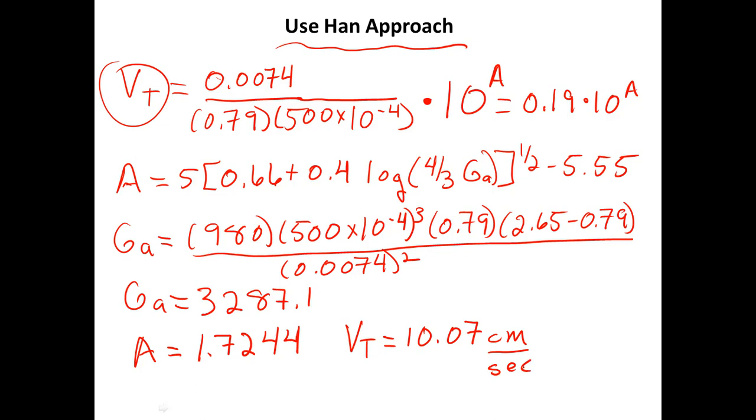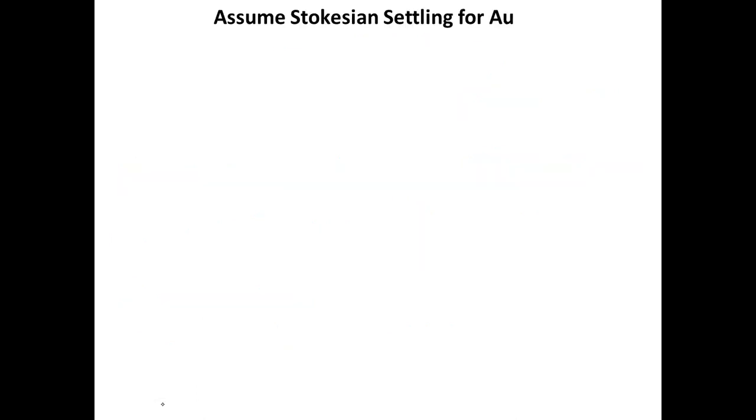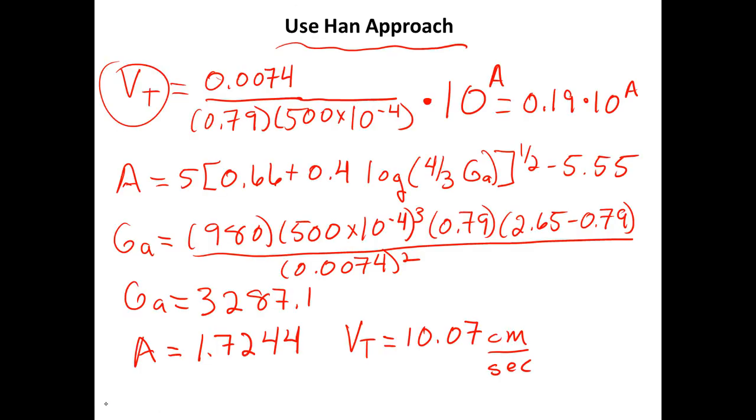So now we have terminal settling velocities for both particle types. All right, I take that back. That was, I was talking about gold there. Clearly we were calculating the terminal settling velocity for SiO2 here using the Hahn approach. Now we need to move on to calculating the terminal settling velocity for gold.